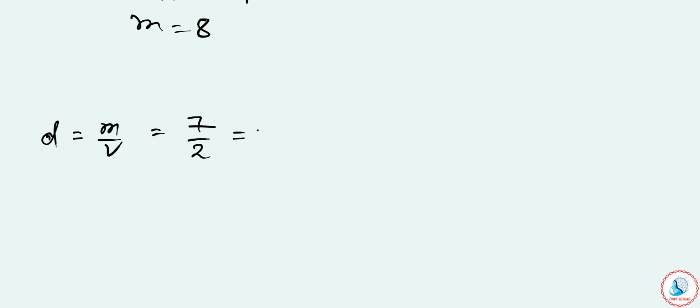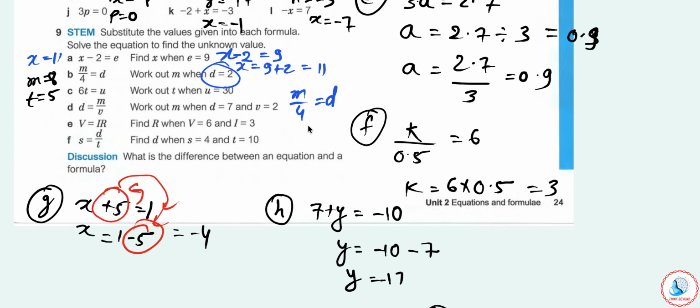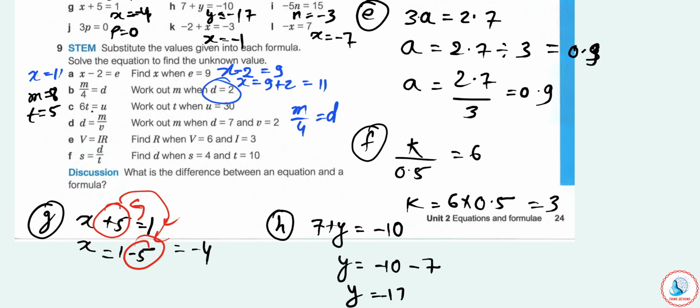Okay, so you're going to get this answer in decimals. It's going to be 3.5. So for question D, the value of D is 3.5. Now question E. V is equal to IR. V is 6 and I is 3.